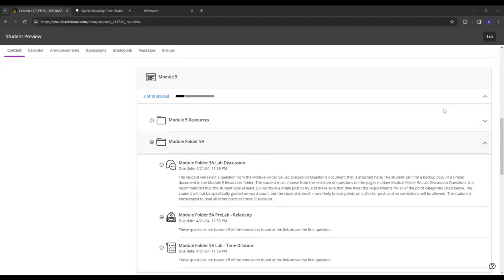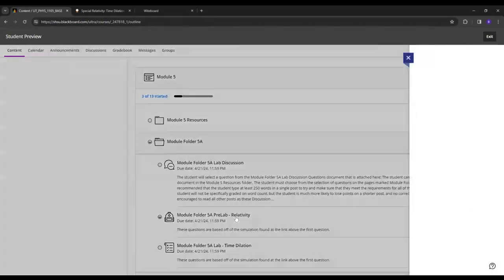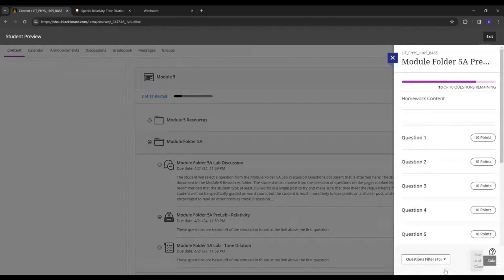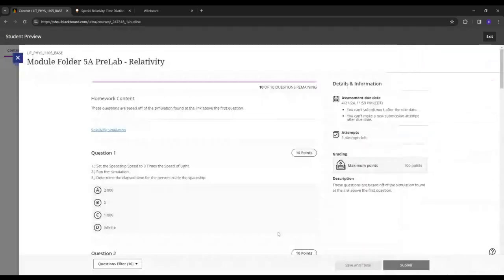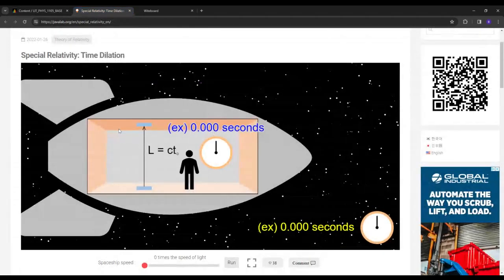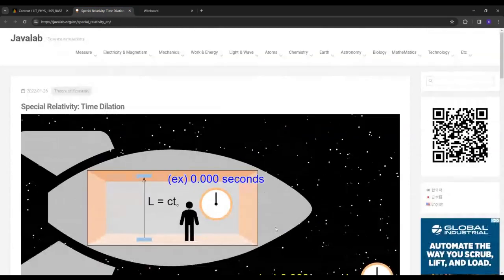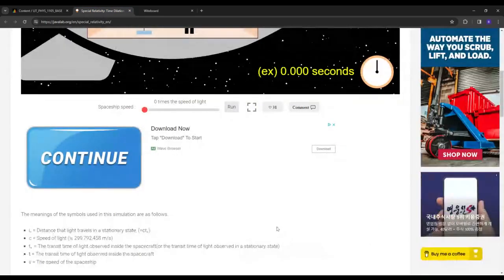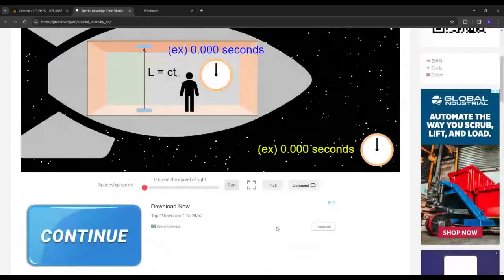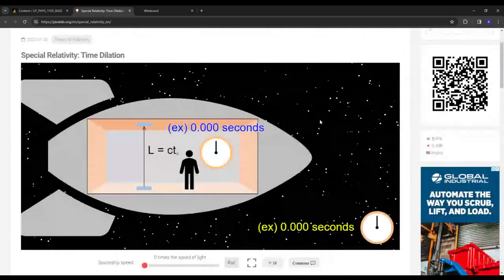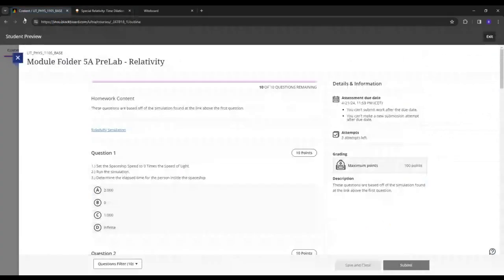All right, let's go ahead and look at some of the information necessary to work on the module folder 5A, Pre-Lab Relativity. Now, this one's a little bit different in that I don't have the same type of simulation that we've looked at before. Here is a website where they've built up a different kind of cartoon for us, but it does still work. Unfortunately, there's a bunch of ads and things around it, so don't click on any of those. But at least we can run the simulation and see what's going on.